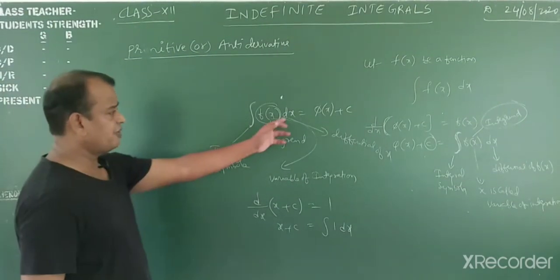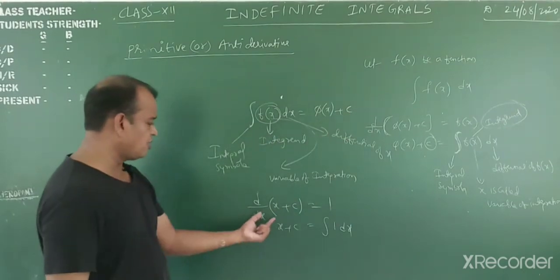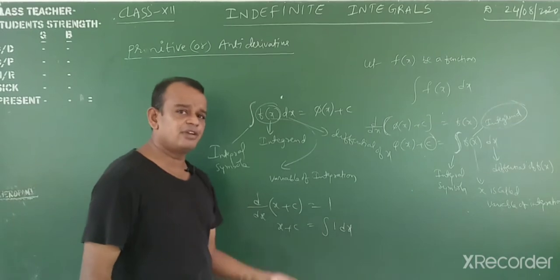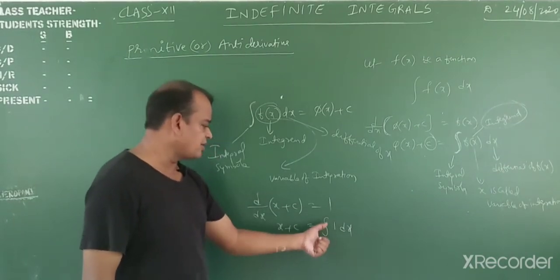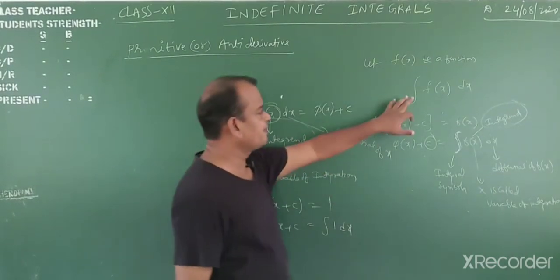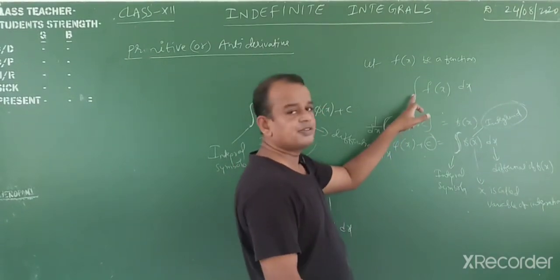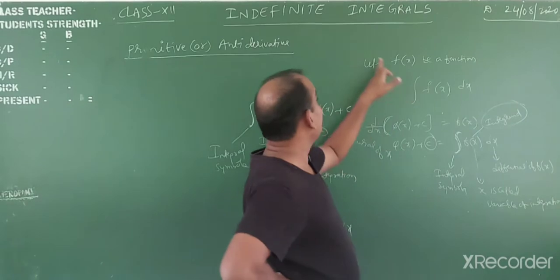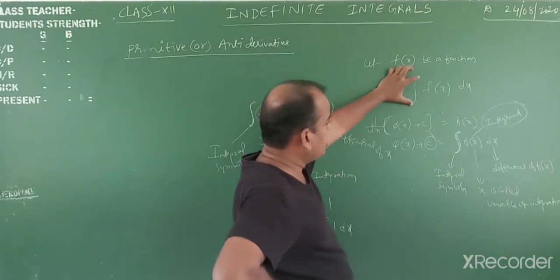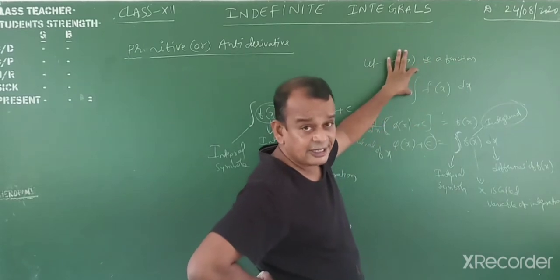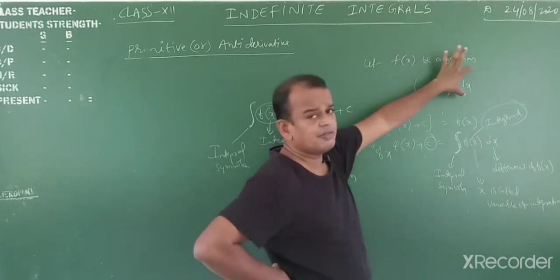This is the integral of f of x dx is equal to phi of x plus c. How to write: the derivative of x plus c is equal to 1, and taking the derivative that side, this is 1 dx, the anti-derivative or primitive. The integral of 1. How to read this one? Integration of the function f of x with respect to x. Indefinite integral of the function f of x with respect to x.